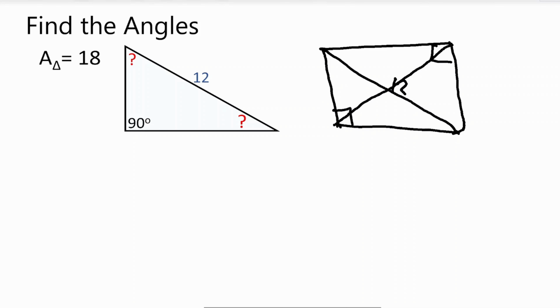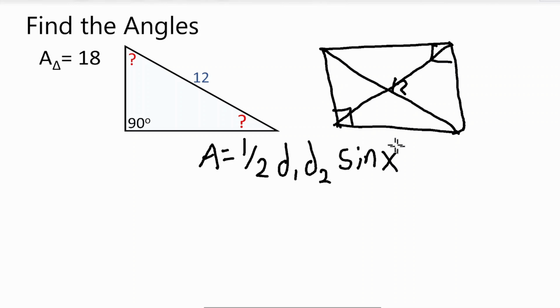Okay. So what can we do? There's the formula that the area of a rectangle is 1/2 diagonal 1 times diagonal 2 times sine x, or any variable which you want here. I'm going to use x. Using this, we can try to find the sine value, which we can then use to find another angle.